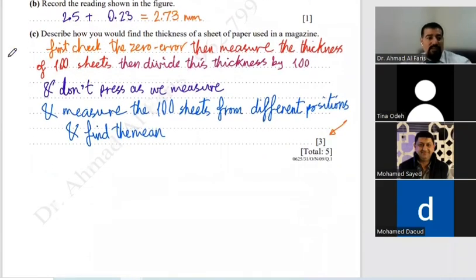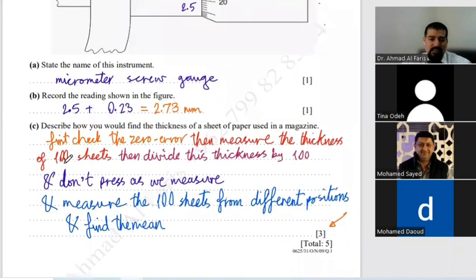Why divide by 100? Because I said 100 sheets. If I said 50 sheets, I would divide by 50. If I said 20 sheets, I would divide by 20. So it depends on how many sheets I measured in the beginning.